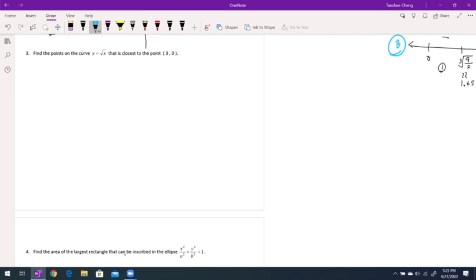So this is giving you: find the point on the curve y equals square root of x that is the closest to the point (3, 0). So this is an example that I'm going to show you, where we're going to use a slightly different technique from what we learned before.